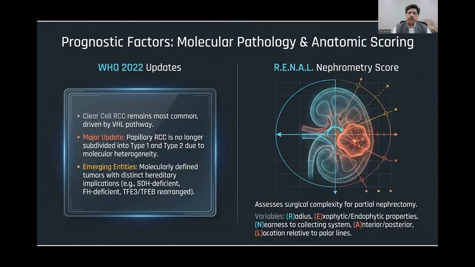Is it upper pole or lower pole? That is L. A is anterior or posterior. E is exophytic or endophytic property. N is the nearness to the collecting system. R is the radius. RENAL: R radius, E exophytic, endophytic, N nearness, A anterior, posterior, L location, polar tissue. This renal score must be obtained.